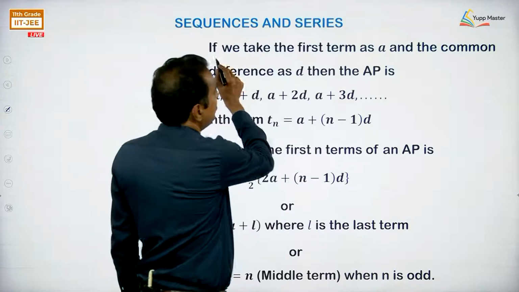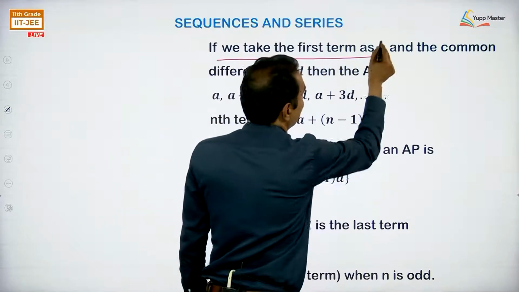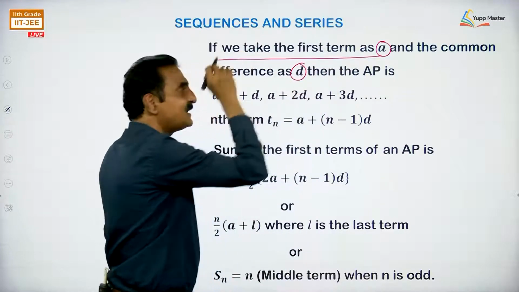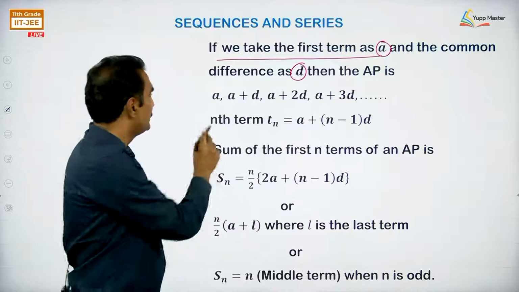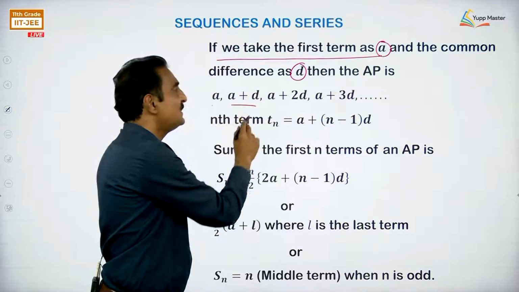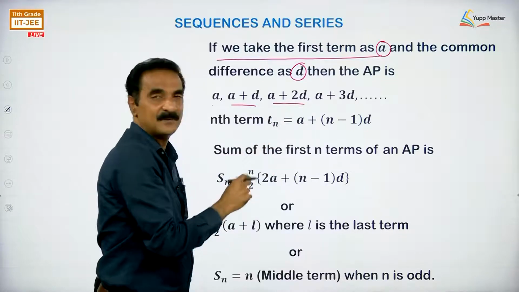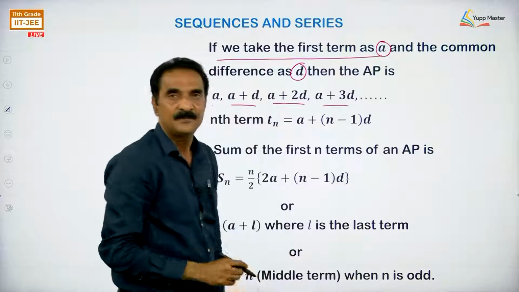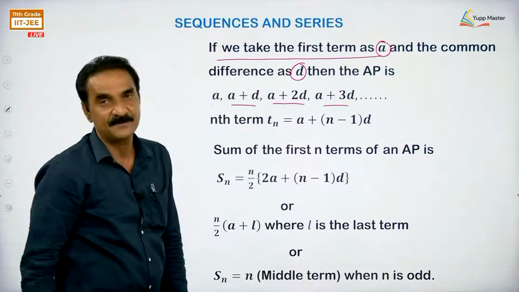Now let us know how to write a general arithmetic progression. If we take the first term as a and the common difference as d, then the AP is: first term a, first term plus common difference, a plus d, is the second term, a plus 2d is the third term, again adding d, a plus 3d and so on. You can continue till any number of terms.